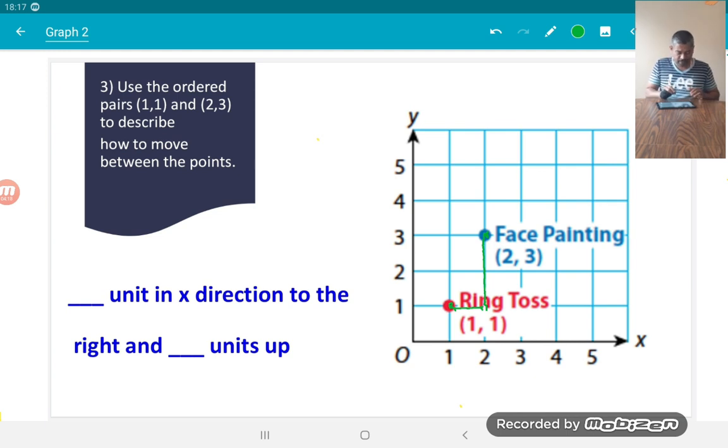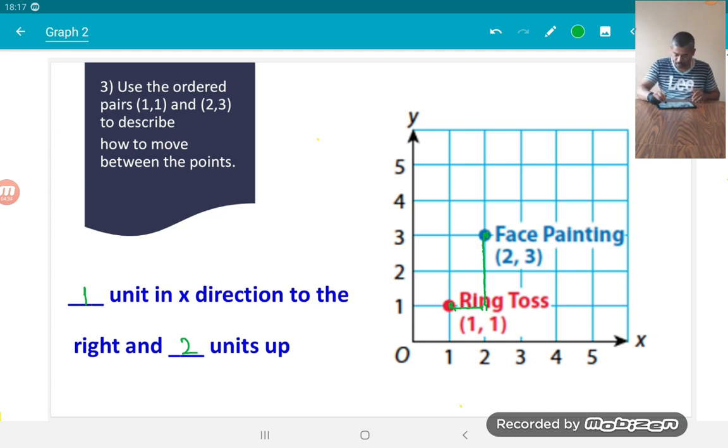So they are asking blank units in the x direction to the right. How many units do we need to move? So that is 1 unit in the x direction to the right. And how many units up? That is 2 units up.